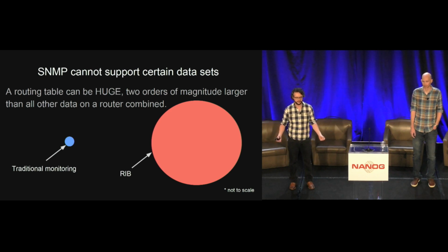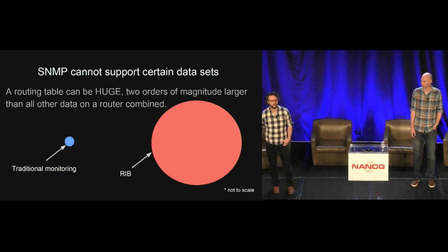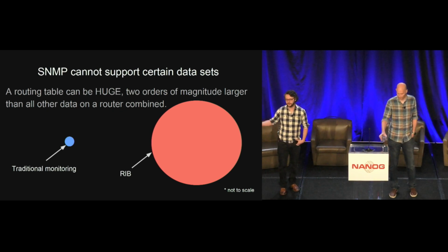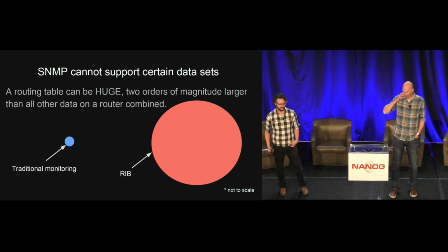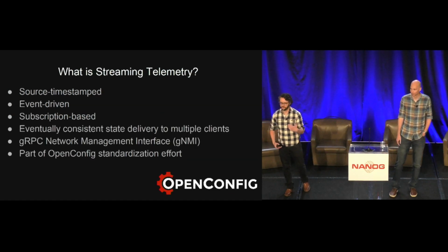If we want to look at things like routing table data, it's 2 or 3 orders of magnitude larger than the other data that we're pulling from devices today. We're already in a scale problem. We already can't get the fidelity that we would like. And we're trying to introduce this kind of data into the protocol. So we've been working on this system.